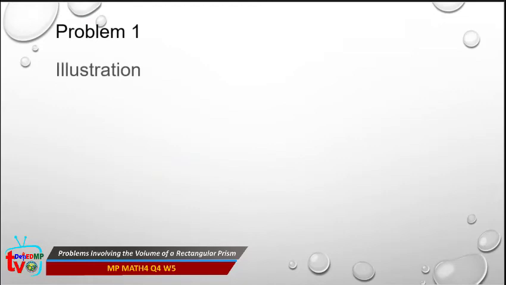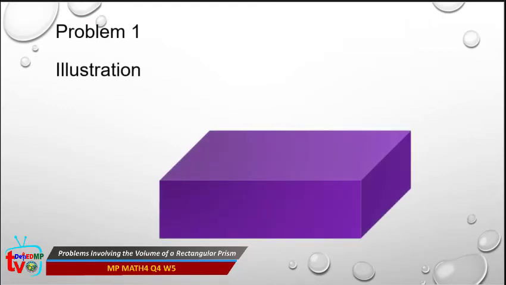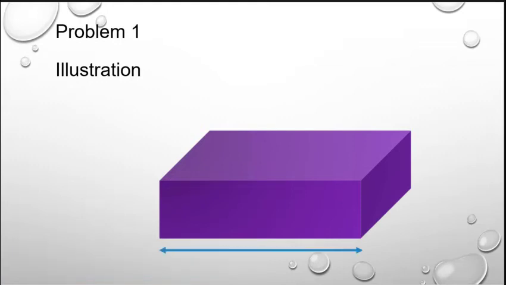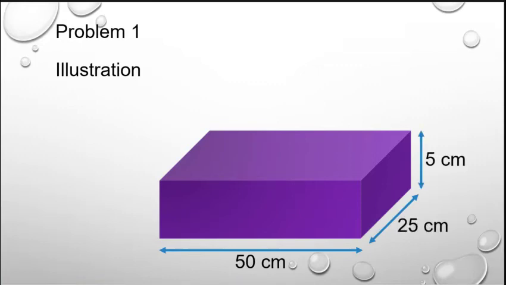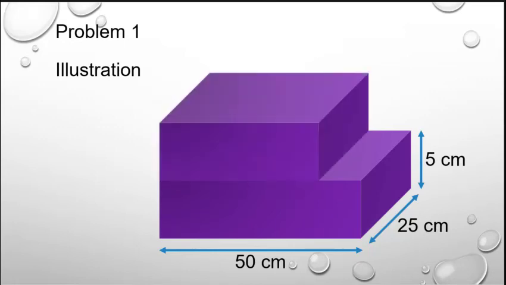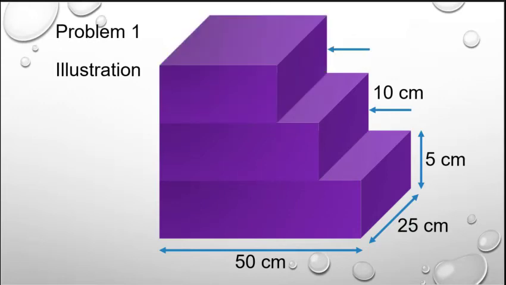Here's an illustration of Jennifer's 3-layered rectangular cake. The first layer measures 50 centimeters long, 25 centimeters wide, and 5 centimeters high. The second layer is 10 centimeters shorter than the first. The third is 10 centimeters shorter than the second. Each layer has the same width and height. What is the volume of the third layer of the cake?